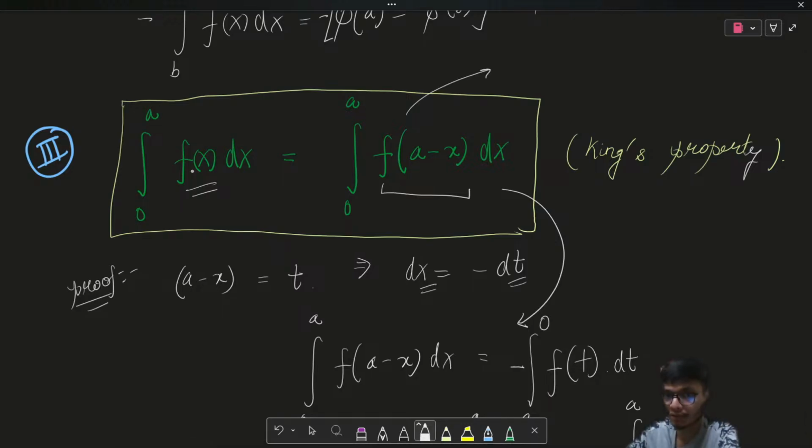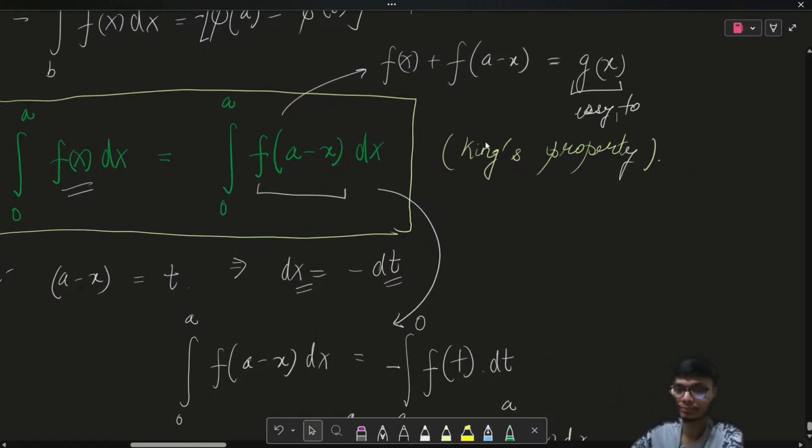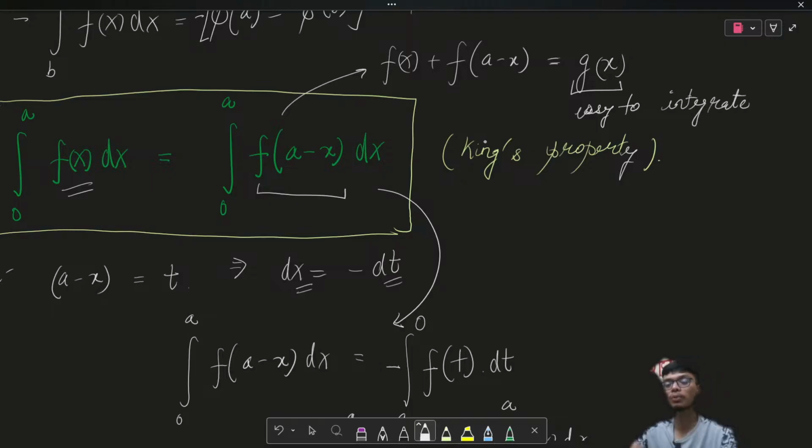where the sum of f of x plus f of a minus x is some easier function to integrate, let us say g of x, which is easy to integrate. So I try to use this property so that I can get the sum of these two functions equal to some constant or some easier function, and then we can get the definite integral and divide by 2, because both the definite integrals are equal, so we just divide by 2 to get the result of the individual integral. I hope this makes sense, right?